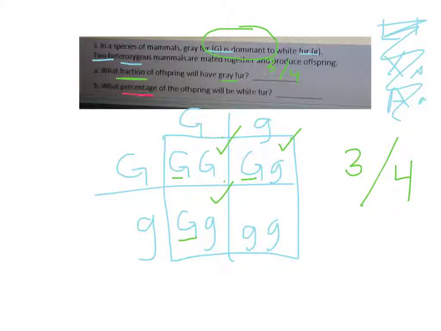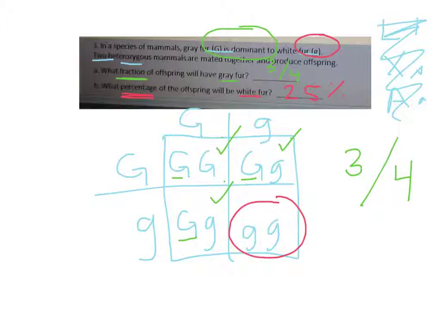Now, what percent of the offspring will have white fur? White fur is little g's. In order for them to show up, there has to be 2 little g's. Do we have 2 little g's? Yes, we do. That's the only one that's going to have white fur. So if you have 1 box, you're looking at percentages, so that should be 25%, because each box is worth 25%. Okay, should be getting easier for you.